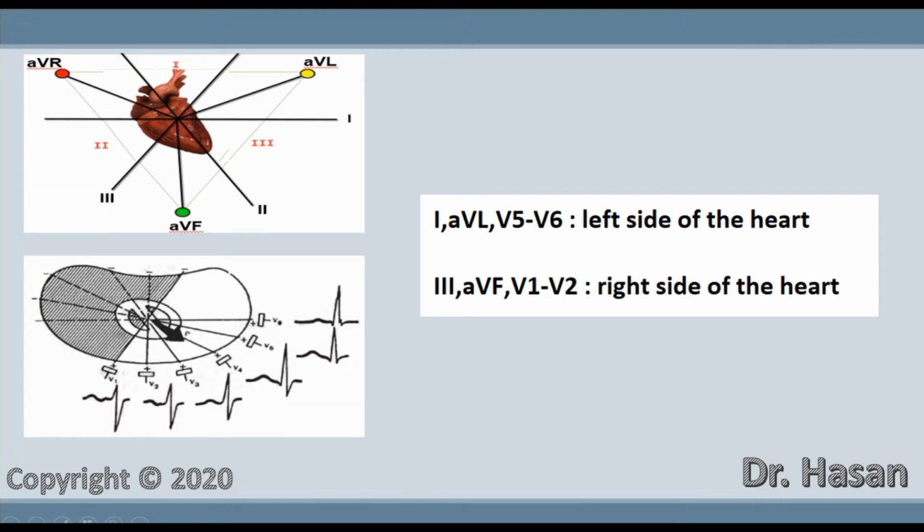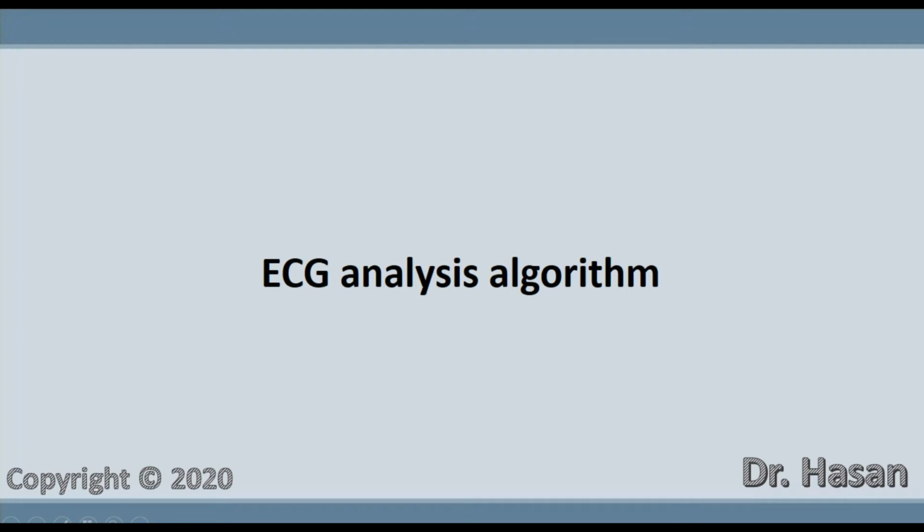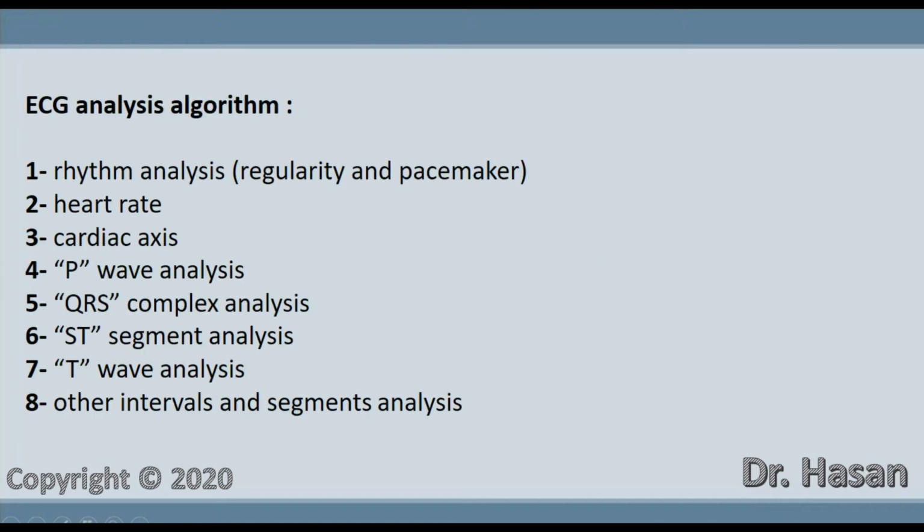Now, let's talk about the ECG analysis sequence. After determining the parameters of the ECG recording, we can interpret and analyze the electrocardiogram in the following order. First, we should analyze the rhythm. This means first, rhythm analysis, regularity and pacemaker. Second, heart rate. After that, the cardiac axis. After that, analysis of the waves, complexes and segments. We analyze all this in order: first of all P, after that QRS, after that ST, after that T wave. And then we analyze the remaining intervals and segments, PQ, QT, etc. Any ECG must be evaluated in this order.